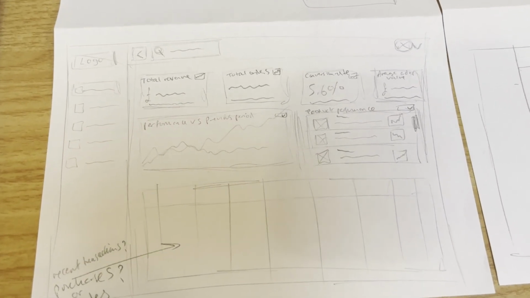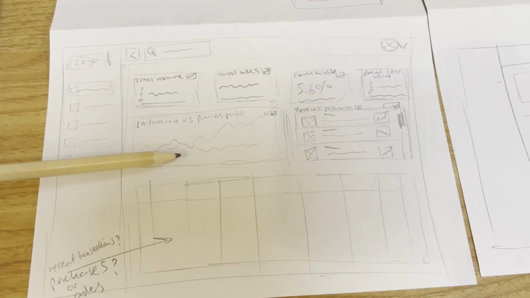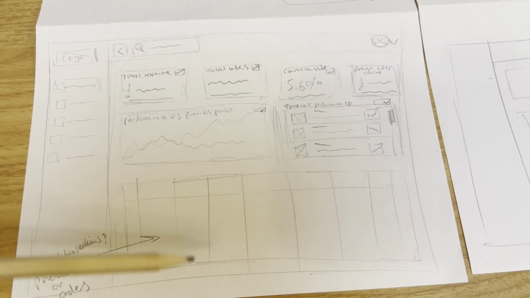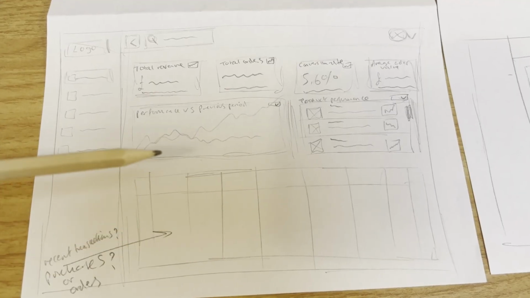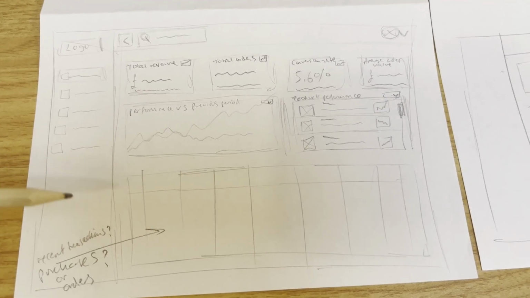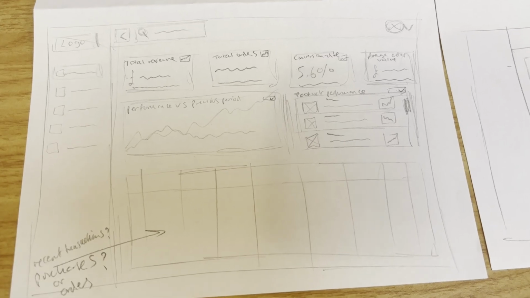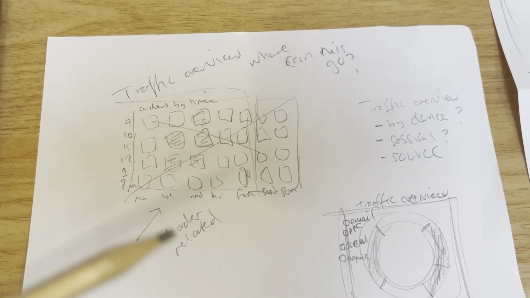Hopefully this starts to focus. There we go. Beneath I've got performance versus previous period. Here I've got product performance, and here I was thinking potentially we could show recent transactions, purchases, like a list of our orders coming in here. Now the thing that we were missing was the traffic overview.